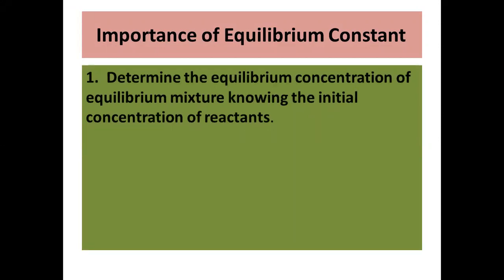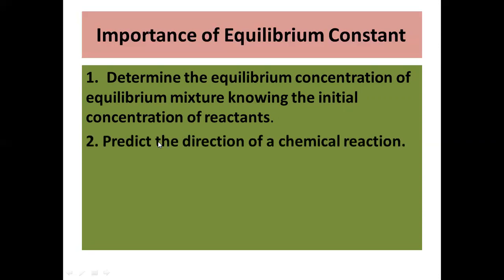Kc is used to determine the equilibrium concentration of equilibrium mixture, knowing the initial concentration of reactants. If two things we know, the first one is the value of Kc and the second thing is the initial concentration of the reactants, then we can find out the concentration of the equilibrium mixture. Equilibrium mixture is a mixture at equilibrium state which contains all the reactants and products in it.